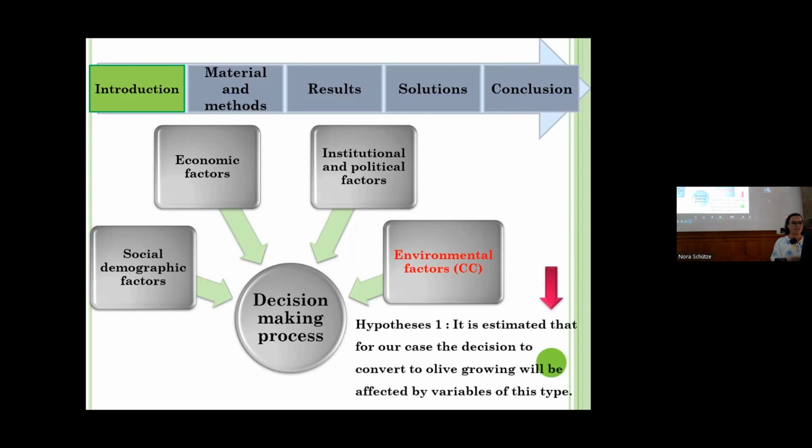Here, our decision-making process is about the conversion of field crop area into olive tree area. It's an orientation that we have seen in a governorate from a semi-arid Tunisian region. So the first hypothesis is that this decision is due to these factors, and we need to analyze it and know more about the real reasons.